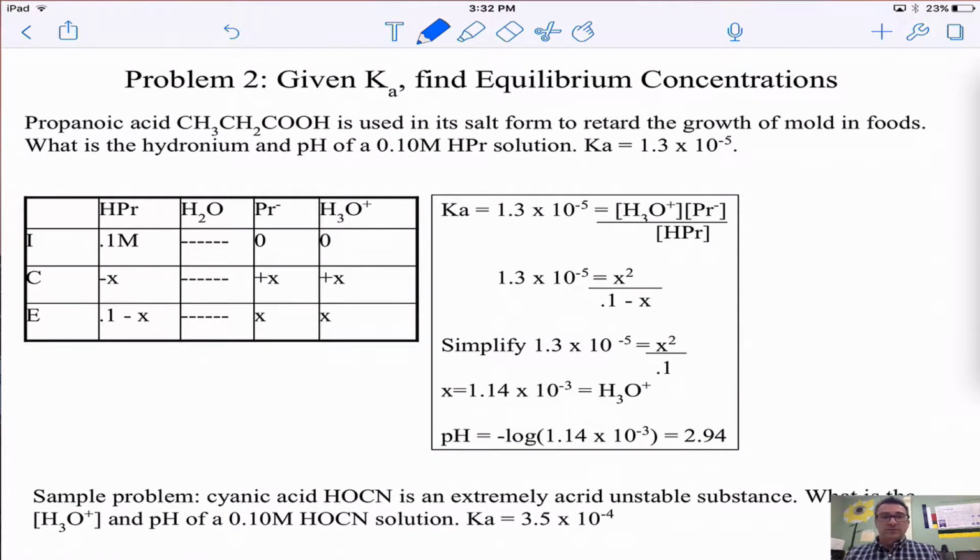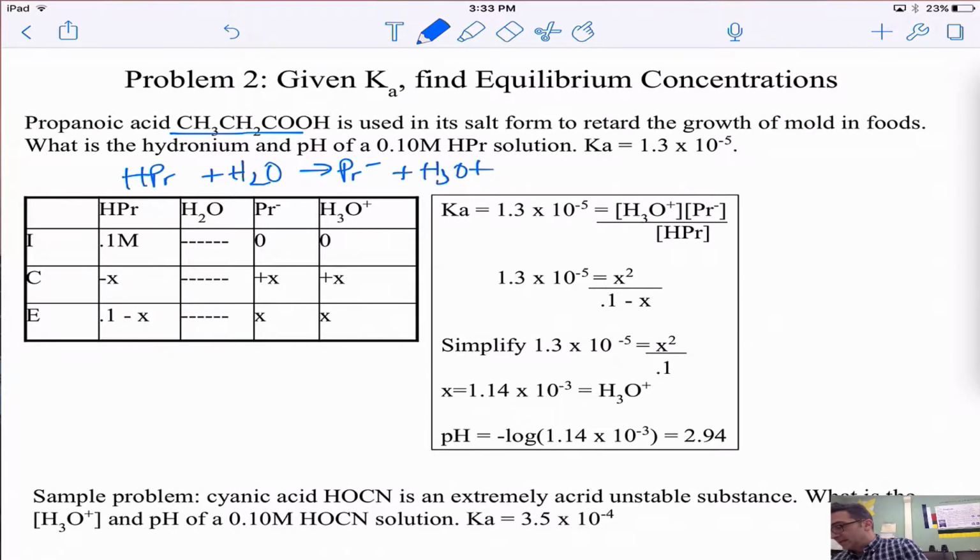Now I'm given equilibrium concentration. I'm given the Ka, and I'm going to be asked to find the equilibrium concentrations. So notice the similarities here. Got my acid. I'm going to write out a reaction. So I abbreviated this whole part here, Pr, for propanoic. So I have HPr plus water yields Pr minus plus H3O plus.